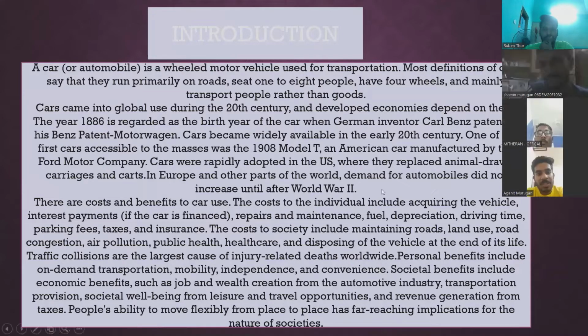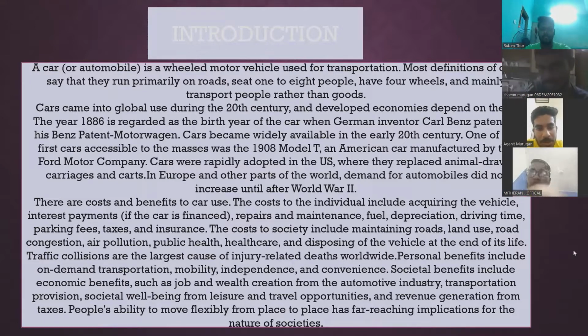Firstly, our topic was automation, so we chose cars. So this is the introduction. A car or automobile is a wheeled motor vehicle used for transportation. Most definitions of cars say that they run primarily on roads, seat one to eight people, have four wheels, and mainly transport people rather than goods. Cars came into global use during the 20th century, and developed economies depend on them.